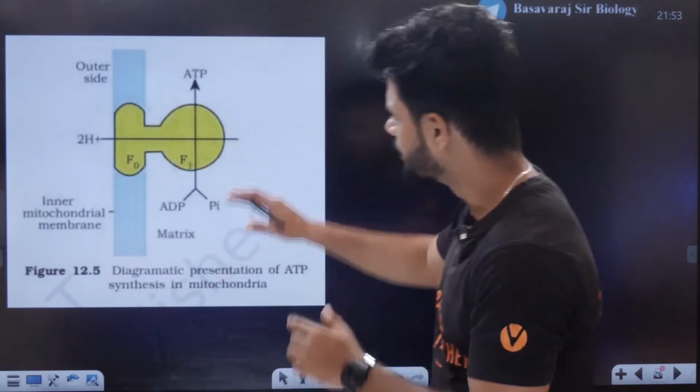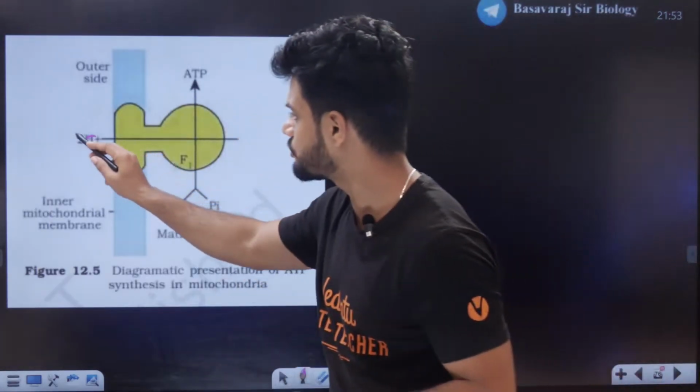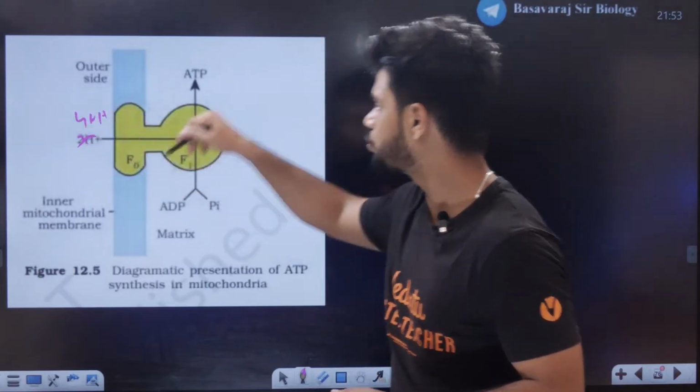Okay. Now, next thing is the ATP formation. This should be 4H plus, not 2H plus. 4H plus is being sent, 1 ATP is being formed.